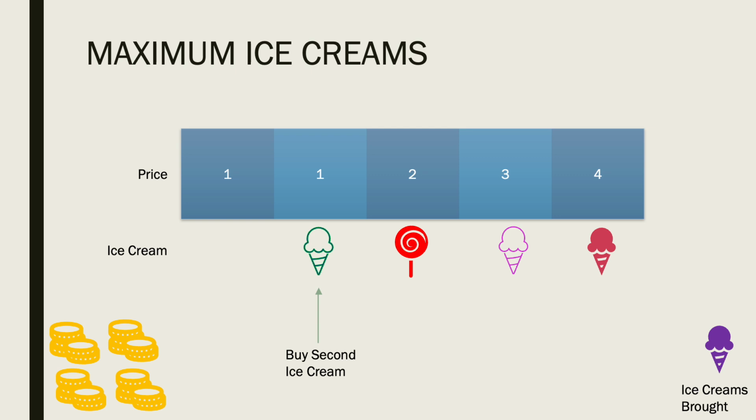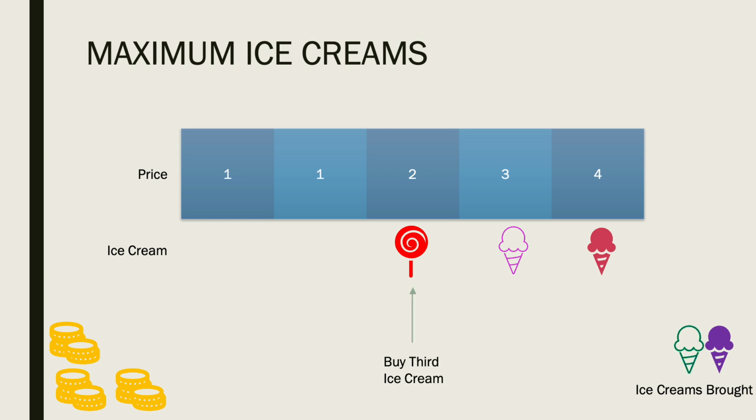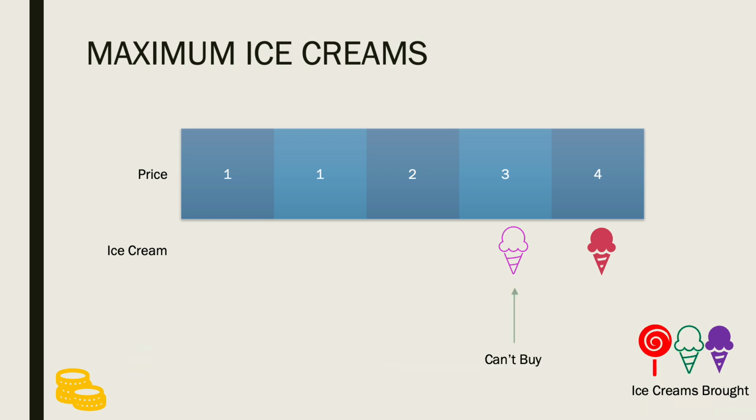Now we want to see if we can buy the green ice cream, maybe green apple ice cream. Its price is 1. Do we have a coin? Yes, we do have 1 coin, so we'll buy. Now we have bought 2 ice creams, and now we see if we can buy this ice cream. We need 2 coins for that, and we do have 2 coins. So we're going to buy this.